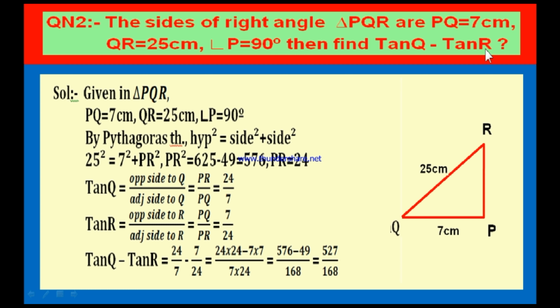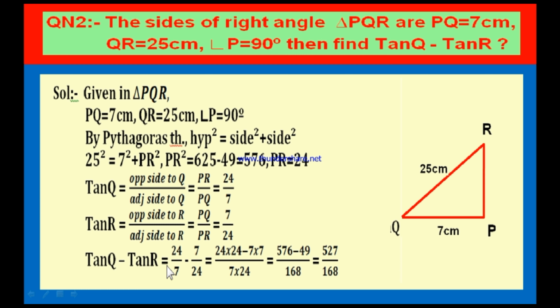Now let us find tan R also. In the previous case we found tan Q, therefore you should consider the angle Q there. Now we have to find tan R. Tan R means the opposite side to angle R by the adjacent side to angle R. For this angle R, the opposite side is PQ and the adjacent side is PR. Therefore, this is PQ by PR, which is equal to 7 by 24. Now we got both the values. We got the tan Q value and also the tan R value. Now let us subtract tan R from tan Q.